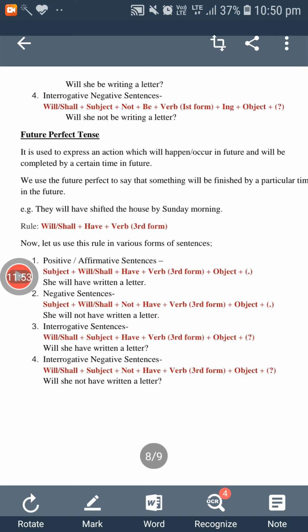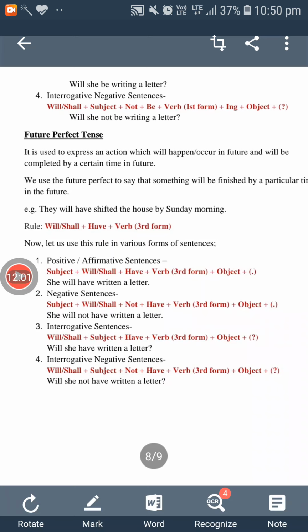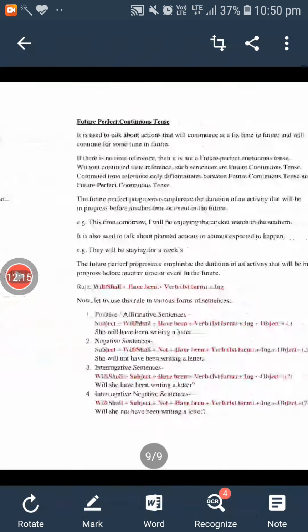Let us see the rules now. For positive sentence: subject plus will/shall plus have plus third form of the verb. Will/shall plus not plus have plus third form of the verb is for negative sentence. For interrogative, we use will/shall plus subject plus have plus third form of the verb plus object.